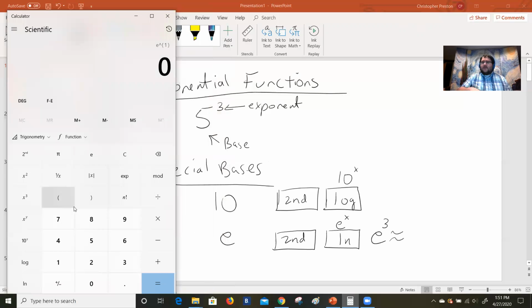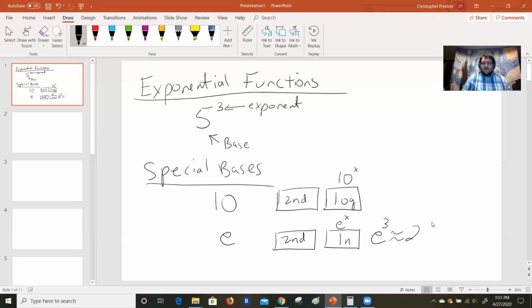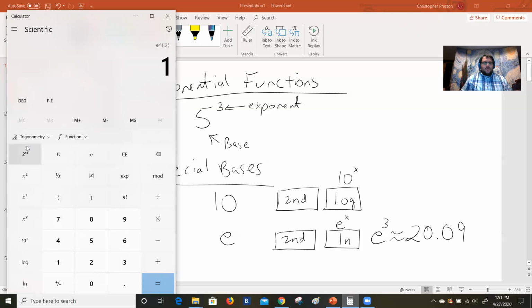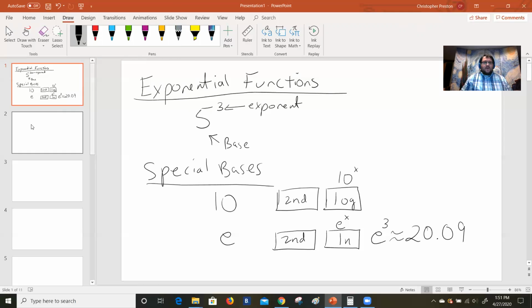On this one, I do the exponent, then I do the e. So if I said 3, second, and then my ln button has turned to e to the x, I'd hit that. And so that's about 20.09, approximately. So that's the way you can calculate it. If you want to know its value, you can always just raise it to the first power: 1, second, ln, and there you go. That's the irrational number e to however many decimal places, which gives you a good approximation for it.